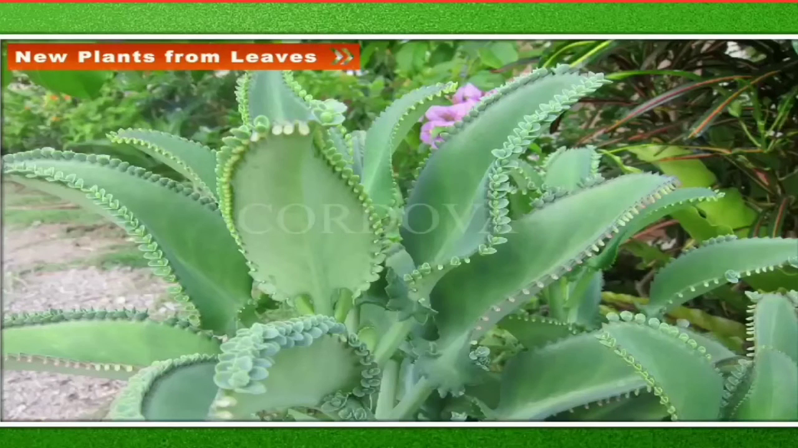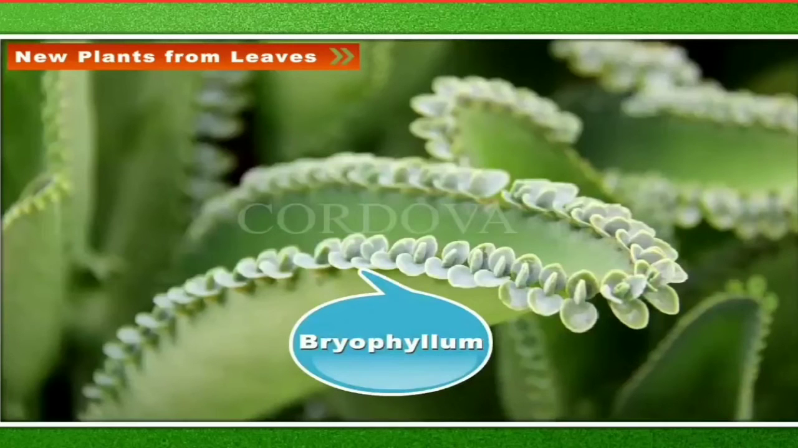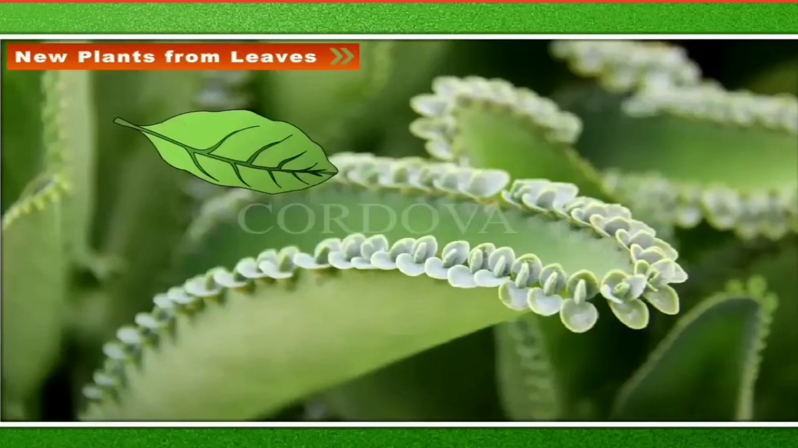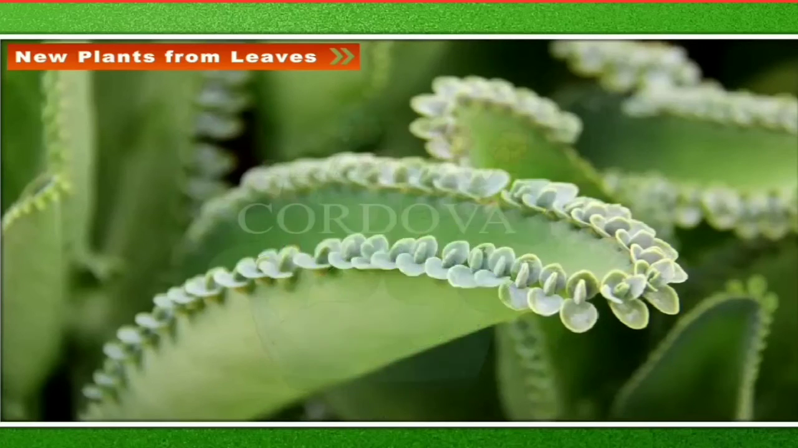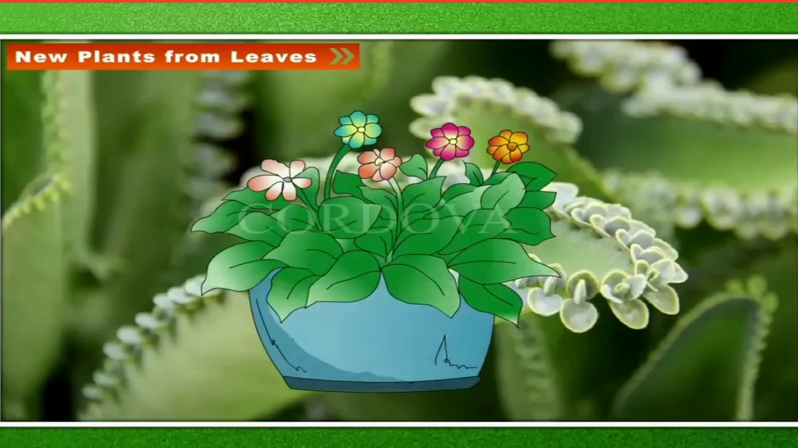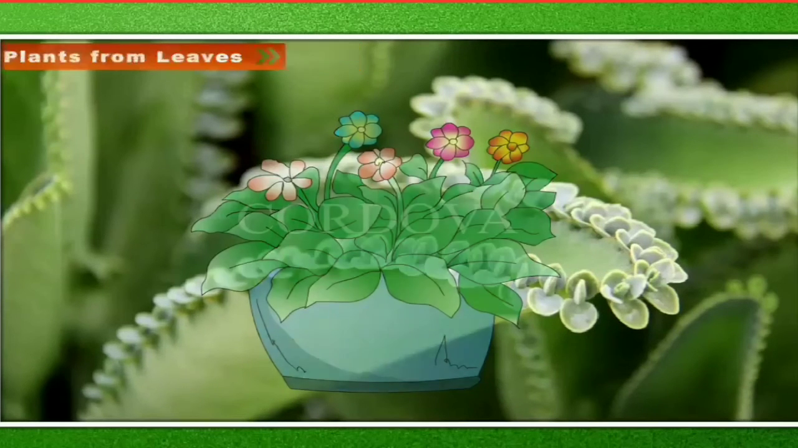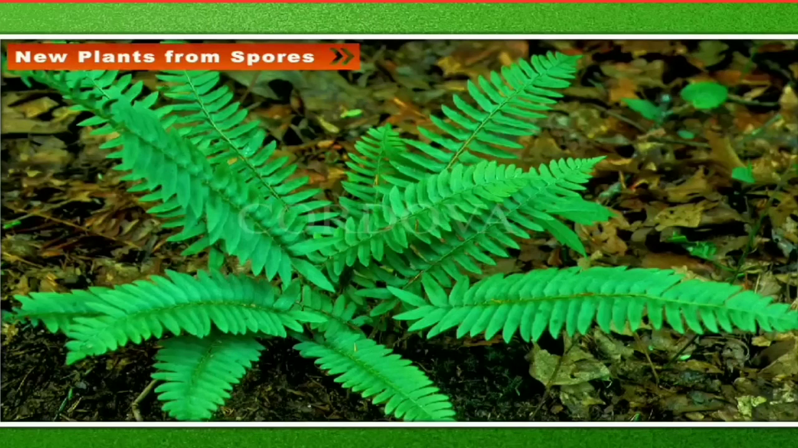New plants from leaves. Plants like Bryophyllum have buds on the edges of their leaves. When such leaves are kept in moist soil, these buds produce new plants as shown in the figure. Leaf of Bryophyllum. New plant. Bryophyllum plant.